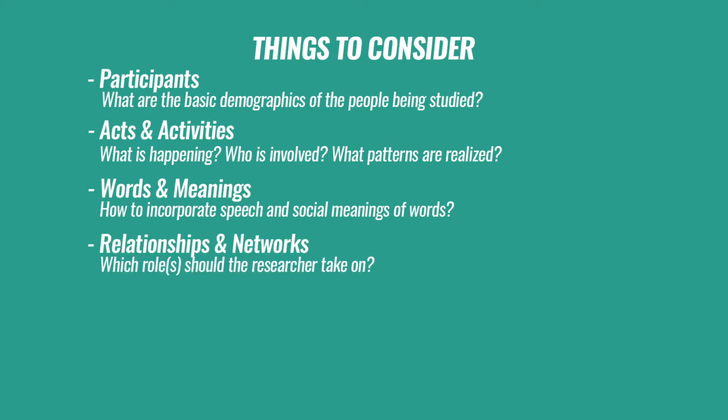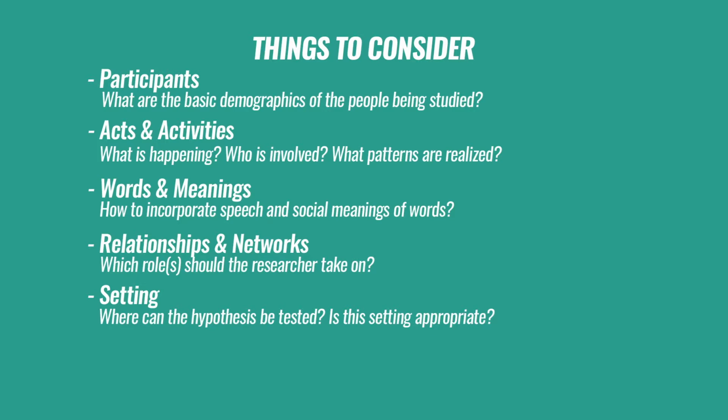Relationships and networks. As mentioned before, an observer may take on a variety of roles to conduct research, and there are pros and cons to each role. It's important to understand how each role will impact the study and how to effectively use the role to collect reliable observations with the least amount of reactivity.